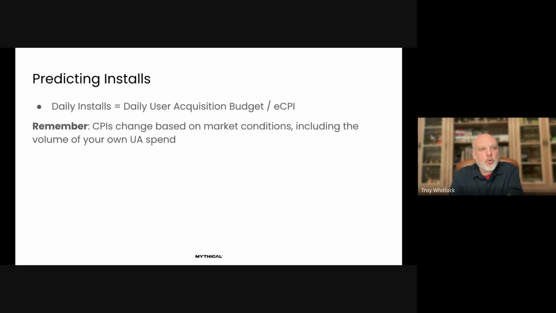And maybe more importantly is the volume of your UA spend. As you spend thousands of dollars per day, you're going to get one eCPI. If you spend $10,000 a day, that CPI is going to go up. With each logarithmic step you step up, you're basically spending against yourself, driving the price of your own installs up.